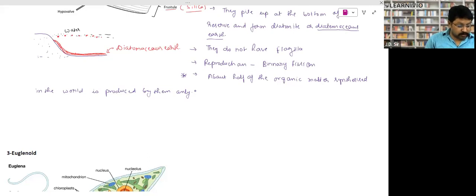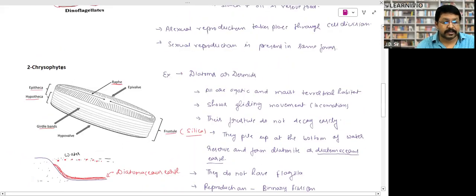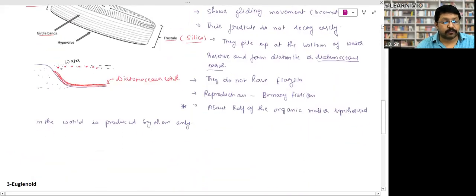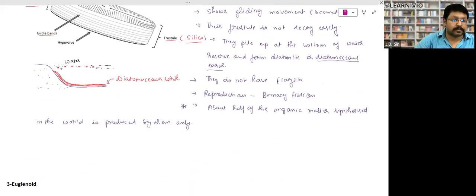What's it called again? Sorry, what's it called again? Organic food, these chrysophytes or diatoms make half of the food of the world, and the rest half is made by the green plants. Oh, got it. Okay.